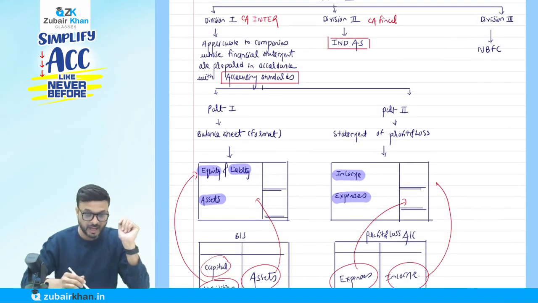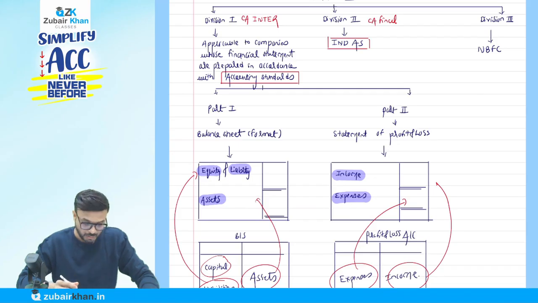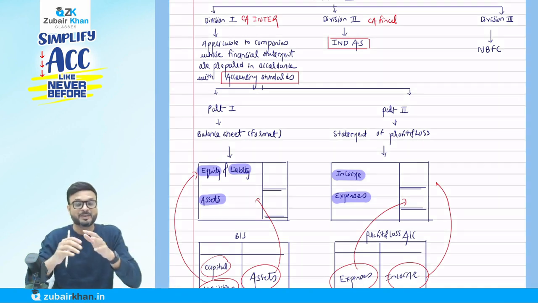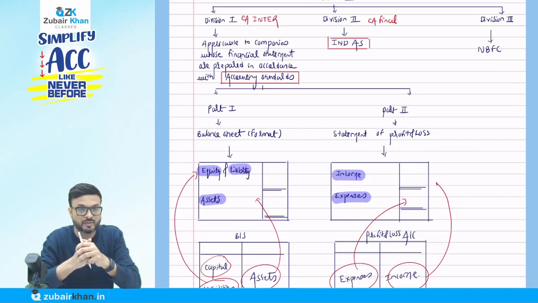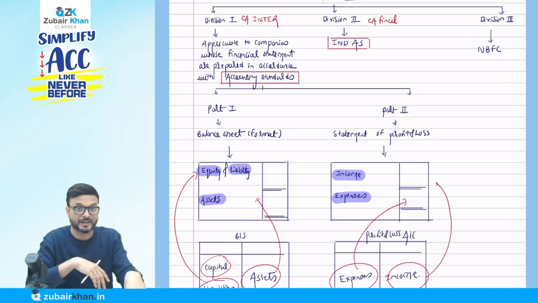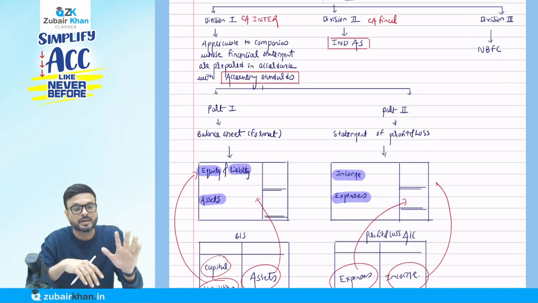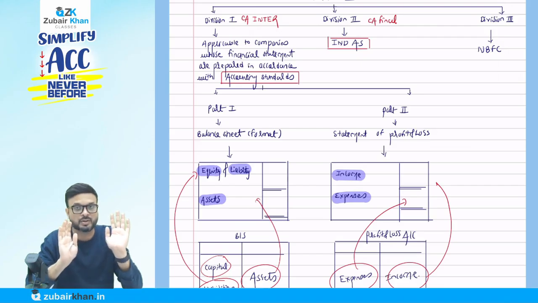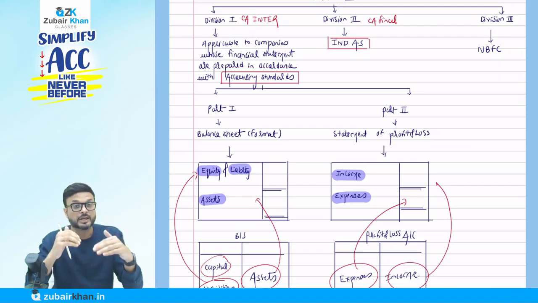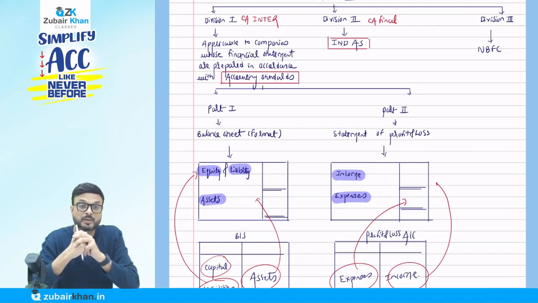So division 1 has 2 parts, part 1 and part 2. Part 1 talks about the balance sheet format and part 2 talks about the statement of profit and loss. Okay, so there is no trading account here. Might be in foundation level or graduation level, when you prepare a financial statement, you prepare trading account, profit and loss account, and then balance sheet. We don't have any trading account here in Inter. All the items of trading are going to appear in my P&L account only, and we call it statement of profit and loss.